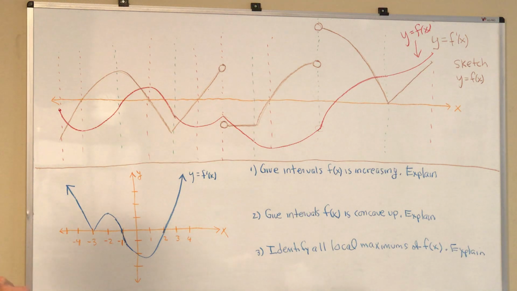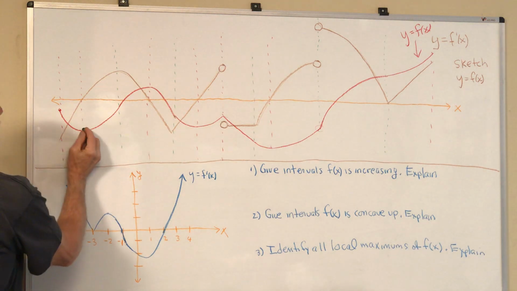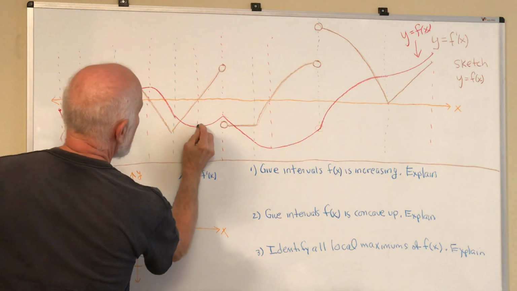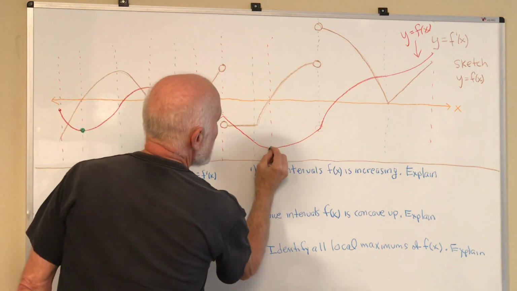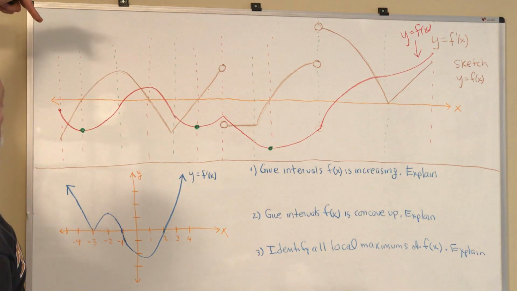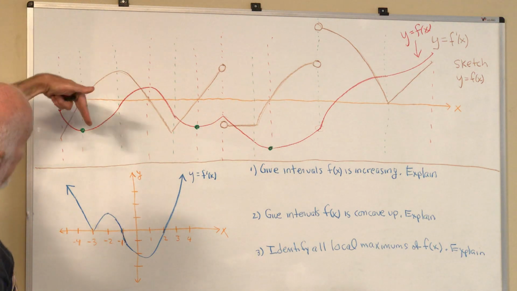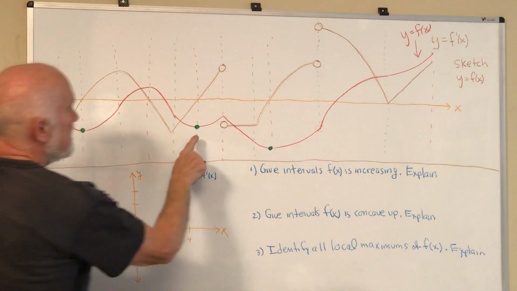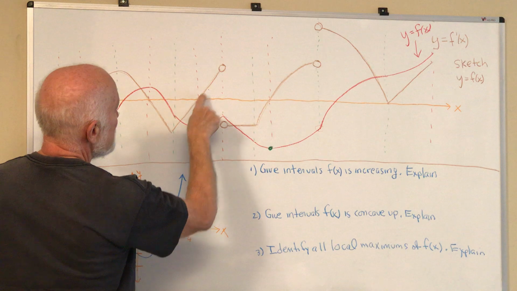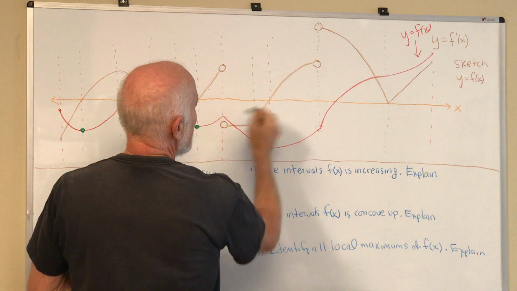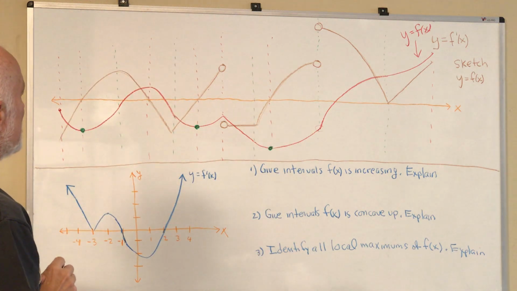Now, just a couple of points before we leave this problem. Where do we know we have our local minimums? There's a local minimum, there's a local minimum, and there's a local minimum. Well, what should happen at local minimums when the derivative goes from a negative value to a positive value? Well, here it is. Negative to positive. Right here. Negative to positive. Right here. Negative to positive. So anytime that happens, you're going to get a local minimum.